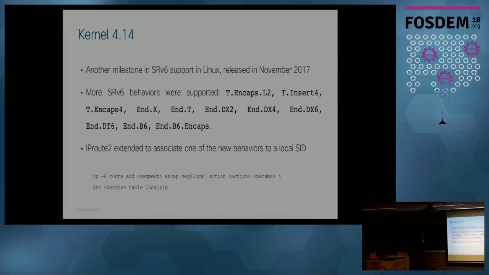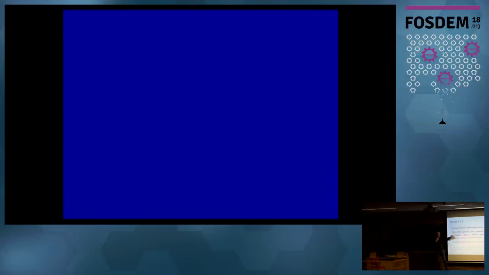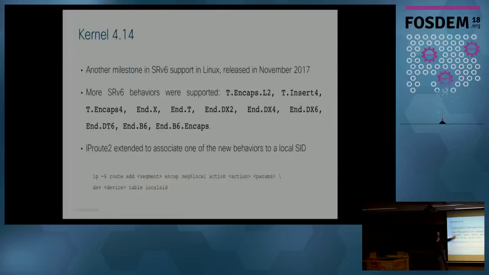And then in kernel 4.14, which was released last November, more support comes to the Linux kernel regarding SRv6, like the encap layer 2, which allows you to encapsulate layer 2 frames in segment routing encapsulation for the use cases of layer 2 VPN. It also supports encapsulation of IPv4 traffic into SRv6, and some other functions that you can find more information about in the segment routing IETF draft.